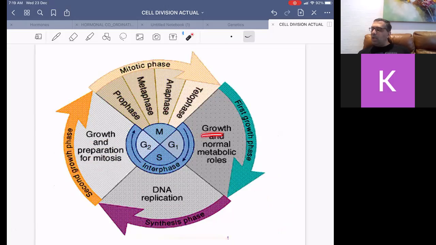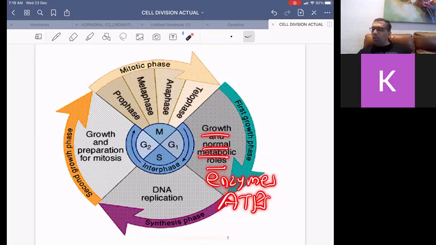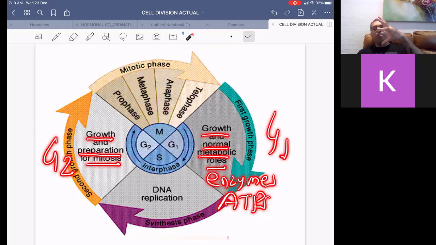First was growth and normal metabolic roles. Formation of enzymes and ATPs were there. यहां पर भी ग्रोथ होता है एंड प्रिपरेशंस फॉर माइटोसिस होते हैं. ये था G1 फेज, ये है G2 फेज. तो growth takes place in G1 also, growth takes place in G2 also.